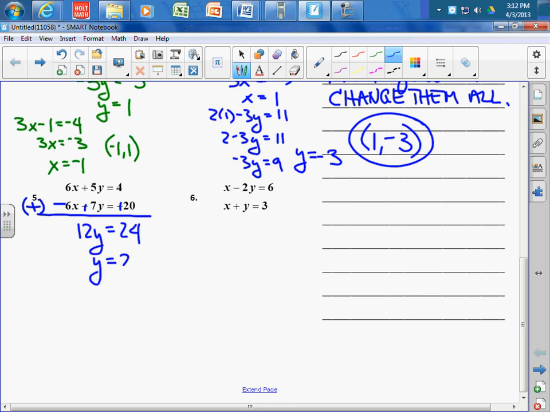Y equals 2. If y is equal to 2, I'm going to take the first equation and put that 2 in for the y. 6x plus 5 times 2 is equal to 4. 6x plus 10 equals 4. Subtracting 10 from both sides, 6x is equal to negative 6. X equals negative 1. So we get the point negative 1, positive 2.